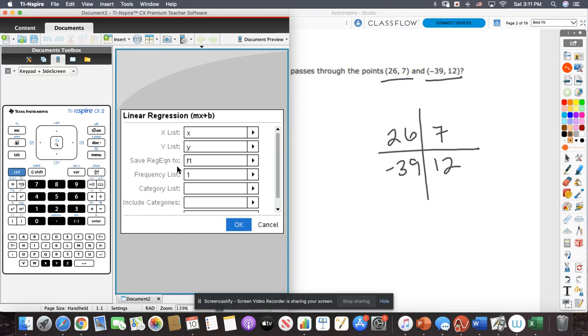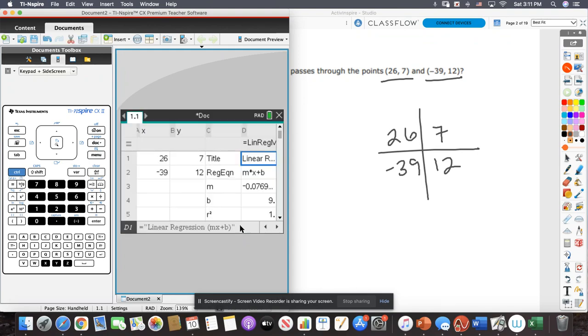But before I click OK, I just want to talk about what this means right here. It says save the regression equation. So this calculator is going to create a line, an equation of a line that goes through these 2 points. And it's also going to put it in the graph for us. And so this is a good method to do that by. So when I click OK, right here's my linear regression. If I look, here's M, and M represents my slope.